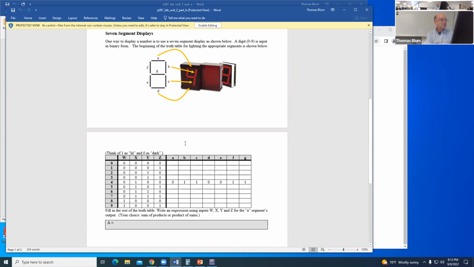And then this is really 7 different truth tables, but I just sort of smushed them all together because it's the same possibilities, the same inputs for all of them.